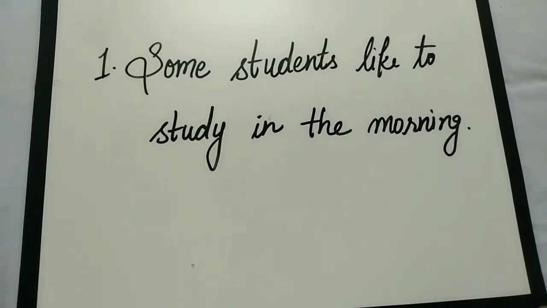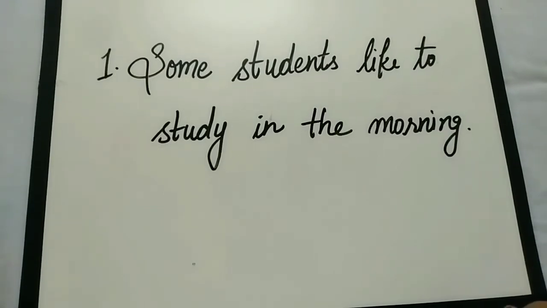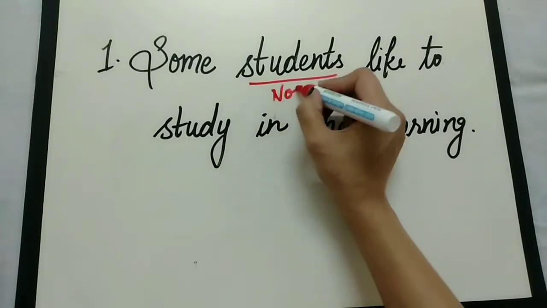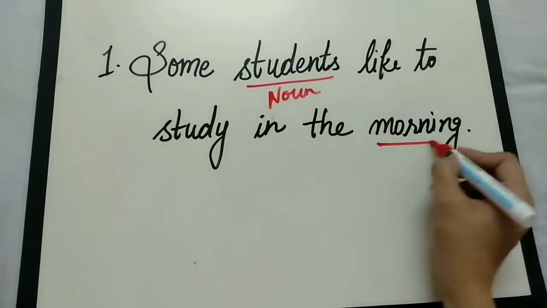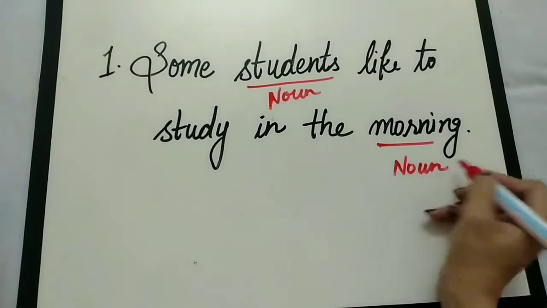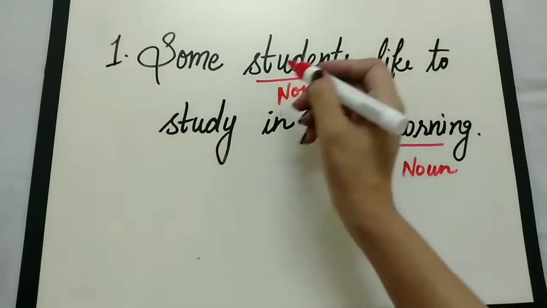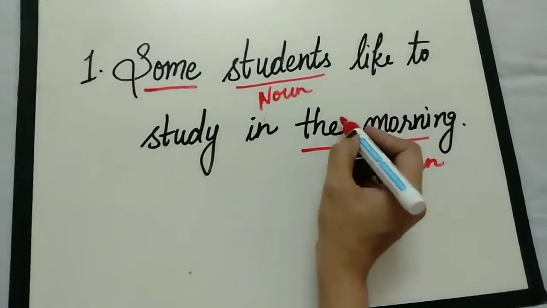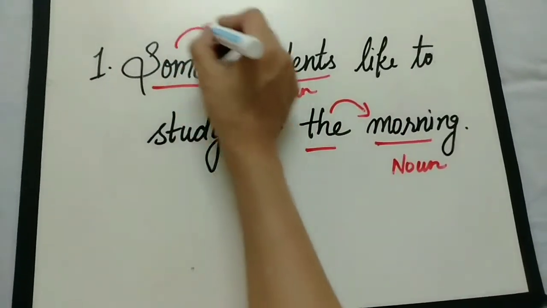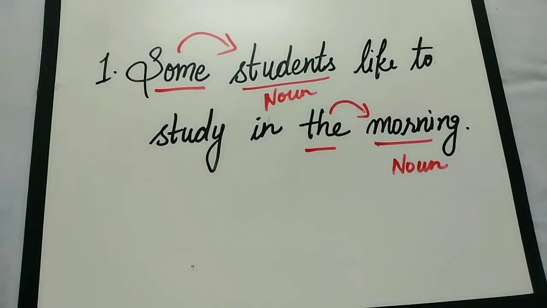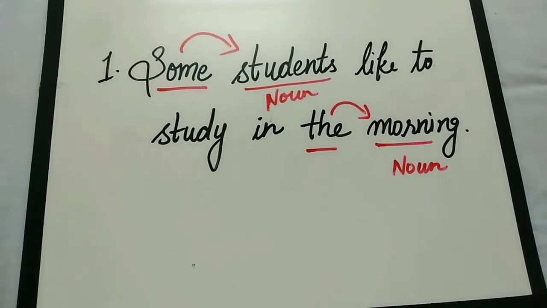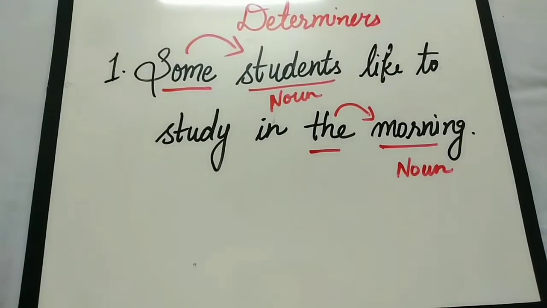Here is an example in front of you. Some students like to study in the morning. The word student is a noun and the word morning is a noun. And the words which come before the noun, some and the, they are pointing towards the noun. And the words that point towards the noun in a sentence are known as determiners. So these are determiners.